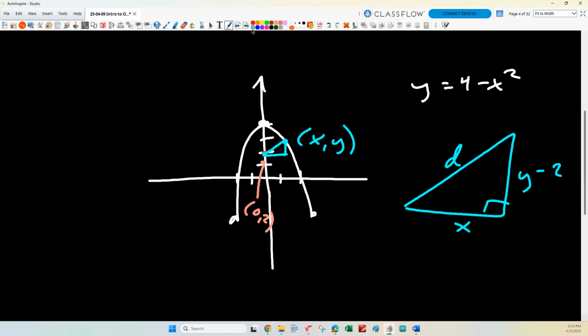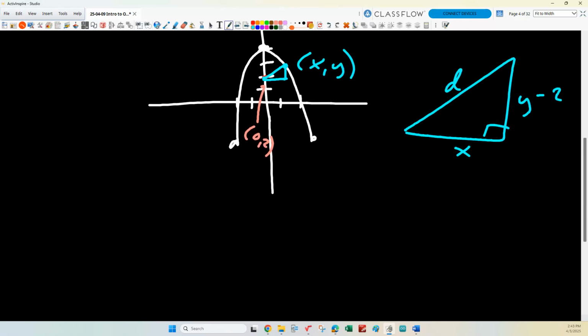Because if that y coordinate is y and that y coordinate is 2, then the difference in those would be the height of that little triangle. Well then that's just a Pythagorean relationship. d squared equals x squared plus the quantity y minus 2 squared. Everybody agree? d is the quantity that we're trying to minimize.